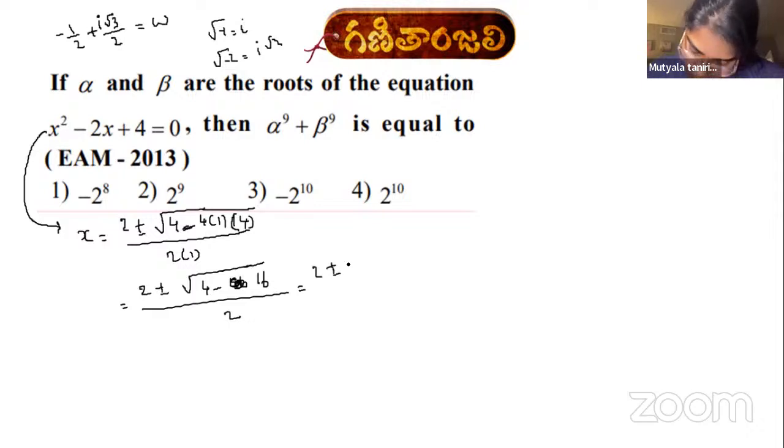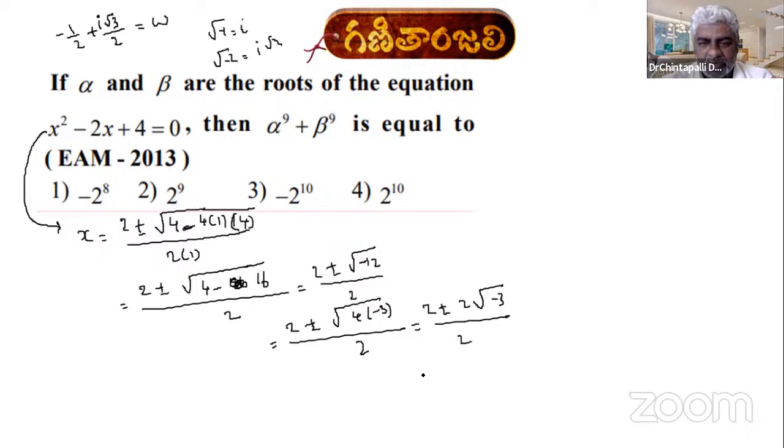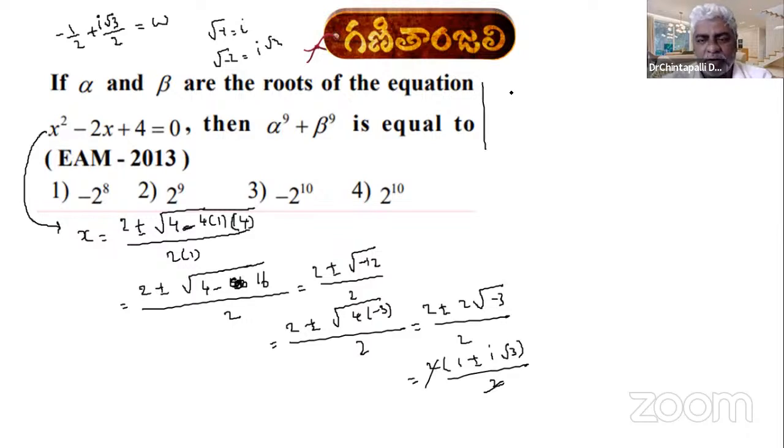2 plus or minus root of minus 12, by 2. Root of minus 12 is root of 4 times minus 3, which is 2 root of minus 3, by 2. The 2 can be cancelled. Root of minus 3 is I root 3. One root is 1 plus I root 3. Another root is 1 minus I root 3.